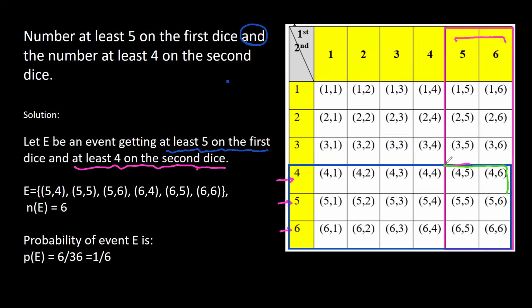You will see that in this green box, all such properties are merged together. We have separated 5 and 6 for die number 1, and for the second die we have separated 4, 5, 6. But this green box, which is the common or intersection part of both of these conditions, contains these 6 such numbers.